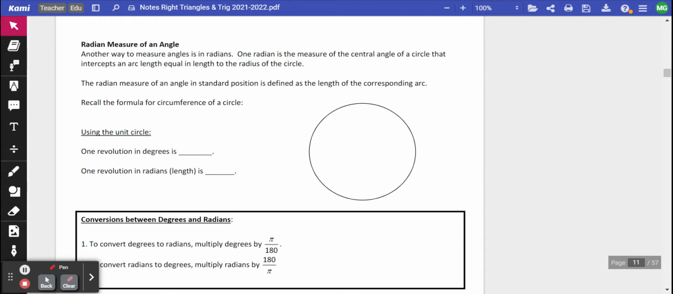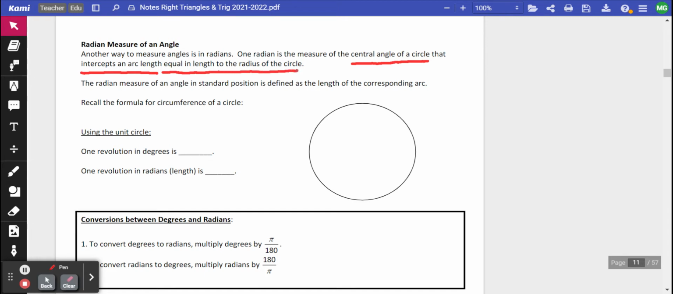Just like if we were going to measure a distance, we could measure in centimeters or we could measure in inches. There are different units of measurement. We can also measure angles in radians. So, what you need to know is that a radian is the measure of the central angle of a circle that intercepts the arc, equal in length to the radius of the circle.